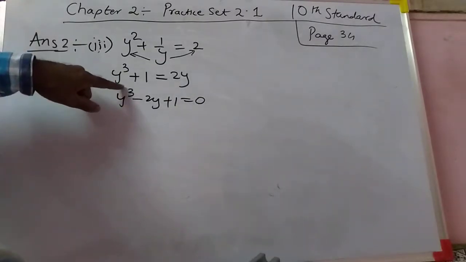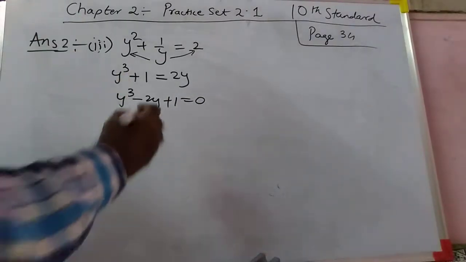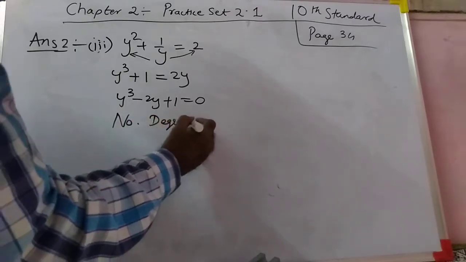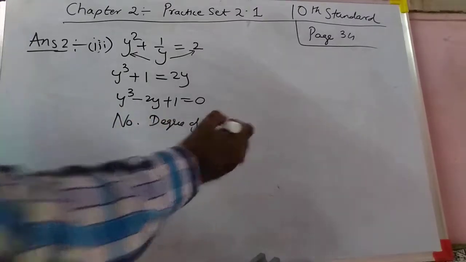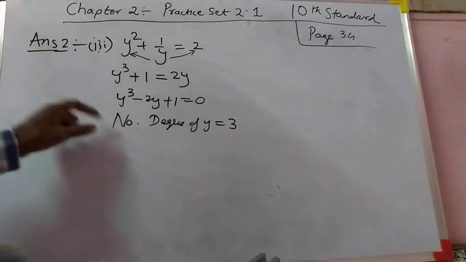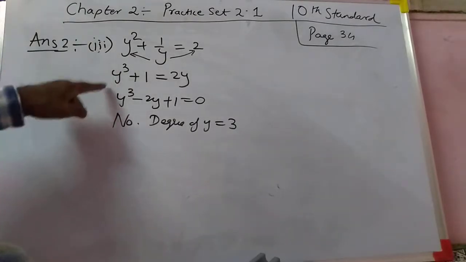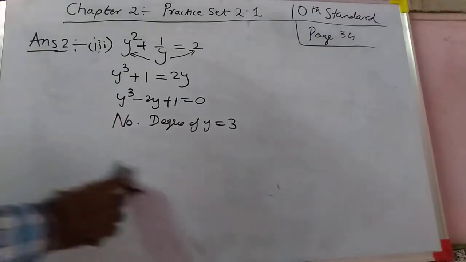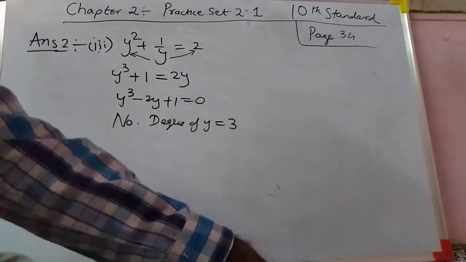See here degree 3 means it is not quadratic. So you know, because degree of y is equal to 3. So in exam ऐसे लिखना है step by step. Okay. You have to write like this in exam. Now let's move on to fourth one.